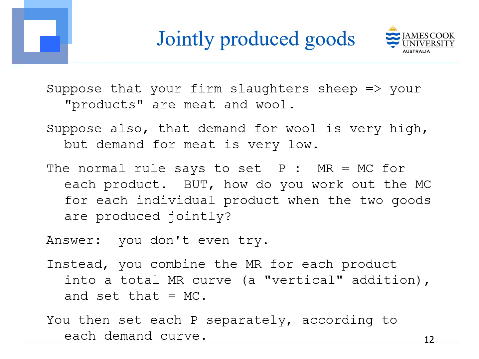All right, let's look at jointly produced goods. Suppose that your firm slaughters sheep. So your products are meat and wool. So you slaughter one sheep, you produce two products, meat and wool. Also suppose that the demand for wool is very high, demand for meat is very low. You're going to say, okay, I'll follow MR equal to MC for both meat and wool. But now you run into problems. How can you work out the marginal cost of producing one extra unit of meat, one extra unit of wool? You can't, right? Because they are produced from slaughtering the same sheep.